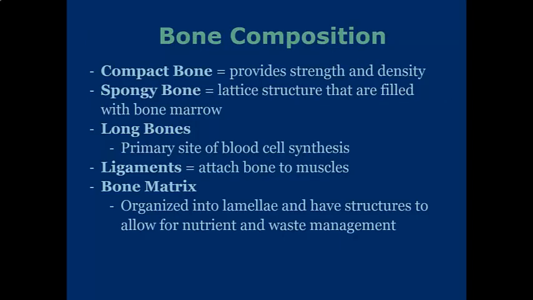When we look at bone composition, we have to look at the components of it. The compact bone is harder, thus providing strength and density, whereas the spongy bone has the lattice structures that are filled with bone marrow. This bone marrow is important for synthesis of things like blood cells and immune cells. Long bones are the primary site of blood cell synthesis. So an example of this would be your femurs, or the bones that are underneath your quadriceps.